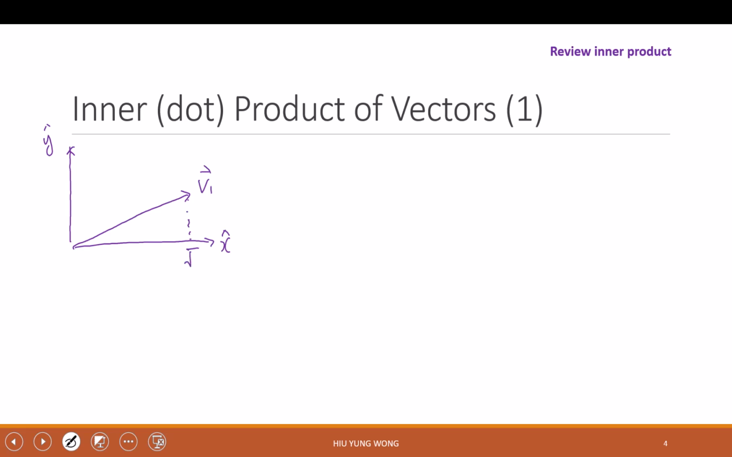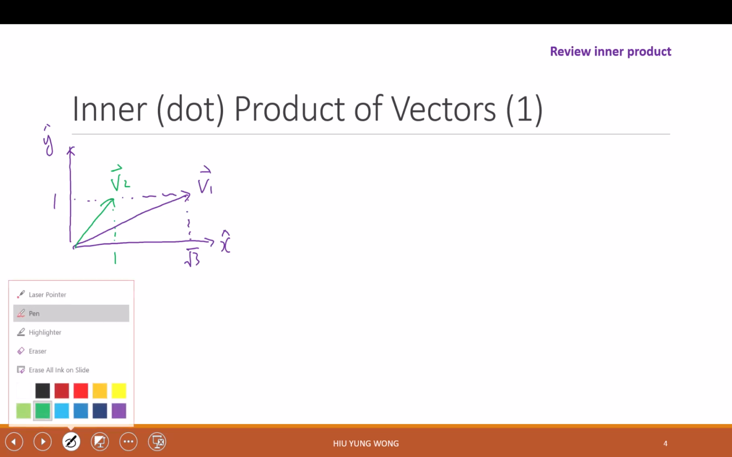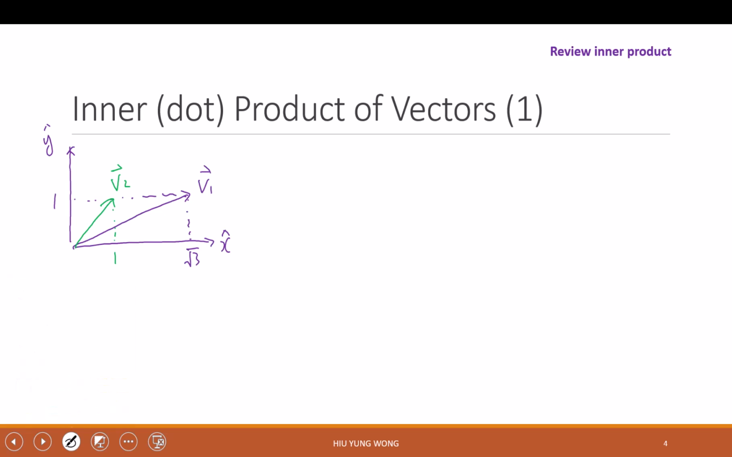Okay, and this is square root 3. And this is 1. I also have another vector here. This is 1. Okay, and this is called V2, vector 2. And if you forgot trigonometry, it doesn't matter, but just want to tell you that here is 30 degree and here is 15 degree, because 1 give me 45, right?